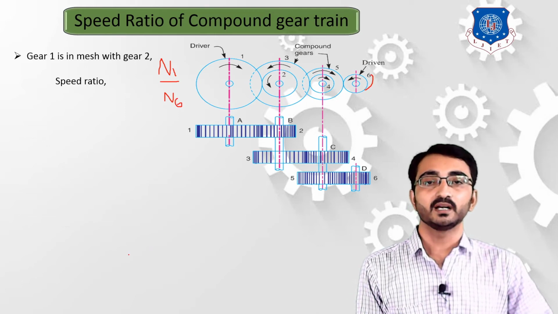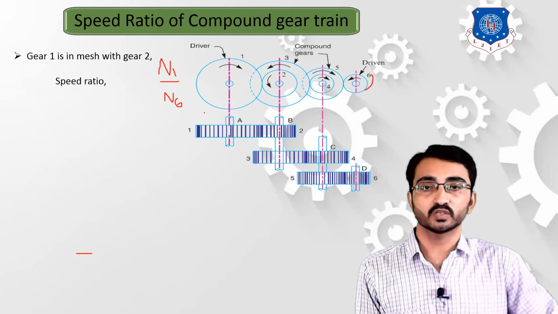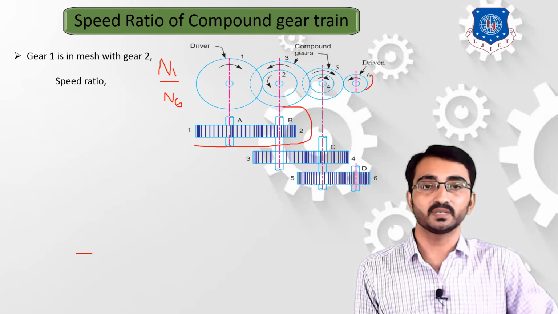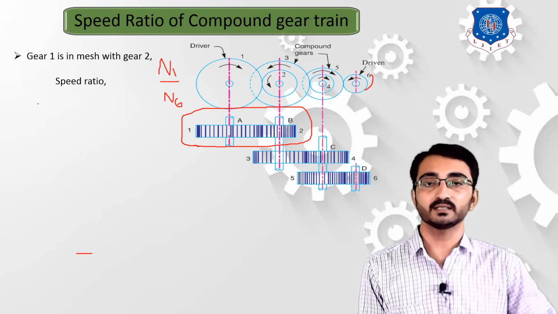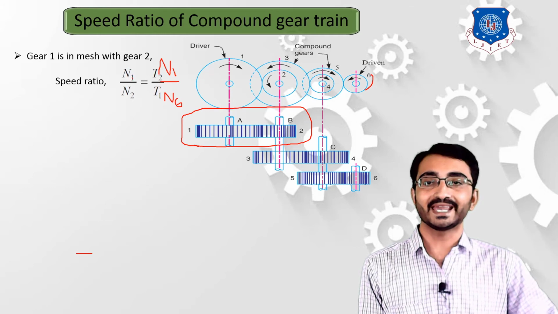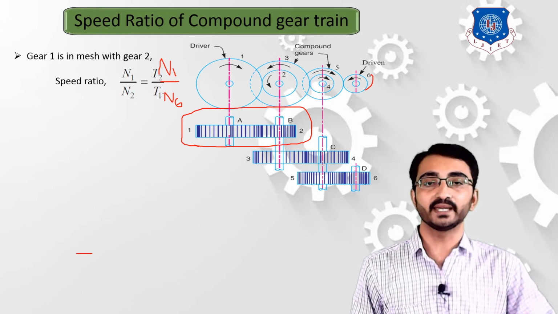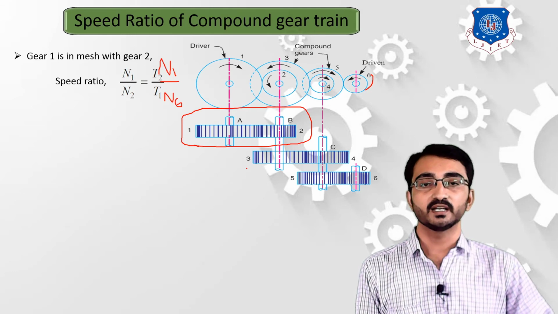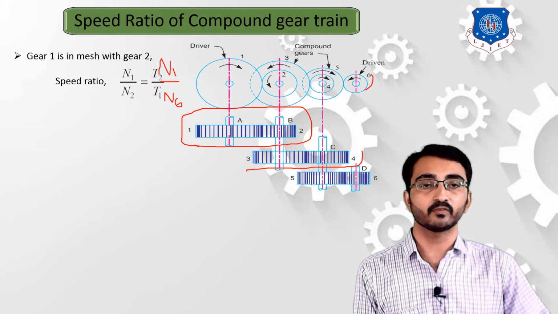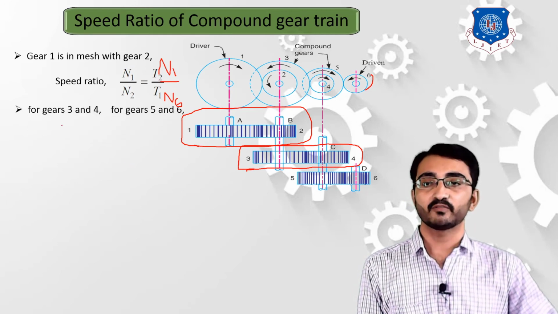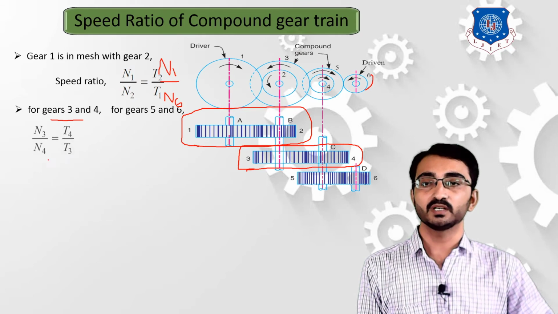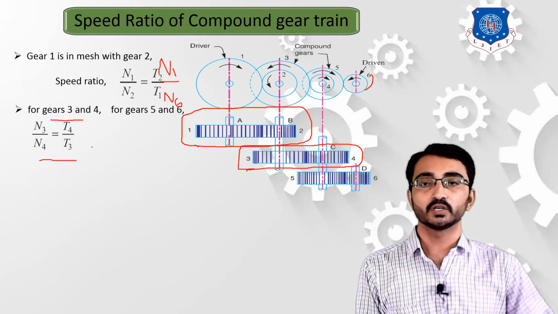So let's consider first assembly of gear 1 and gear 2. Now the gear 1 is mounted on your shaft A. So gear 1 and gear 2, this assembly is working as a simple gear train, and we have a simple relation that for simple gear train we can write down that N1 by N2 is equal to T2 by T1. Similarly, you can consider that over here gear 3 and gear 4 are also forming another simple gear train. So for gear 3 and gear 4, we can write down that N3 by N4 is equal to T4 by T3.